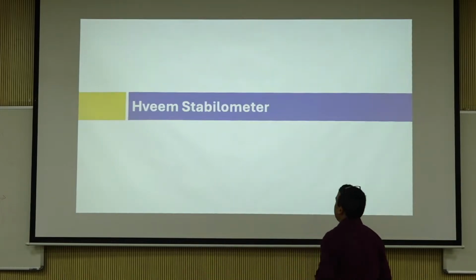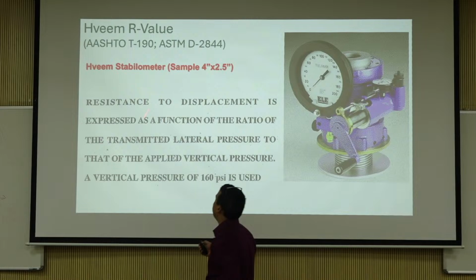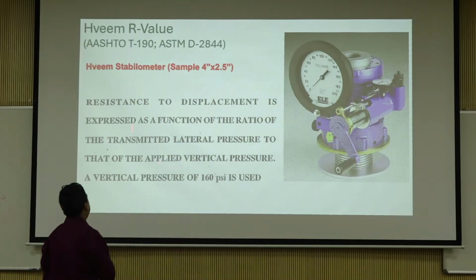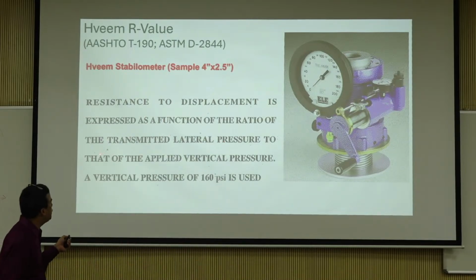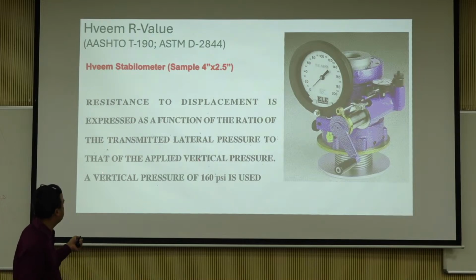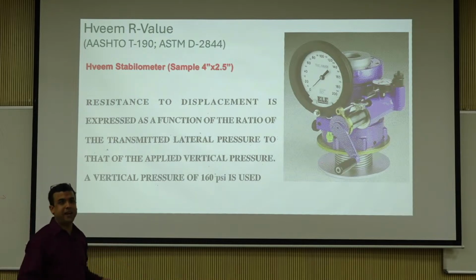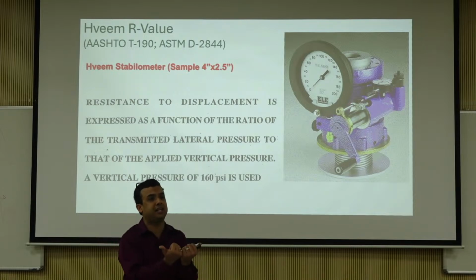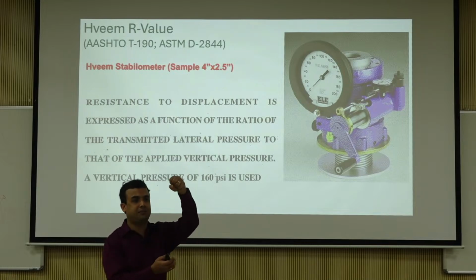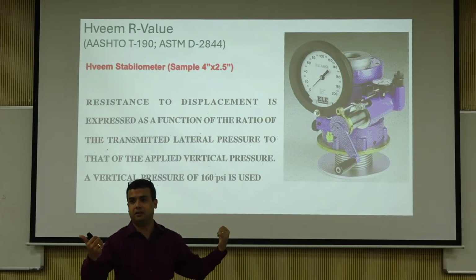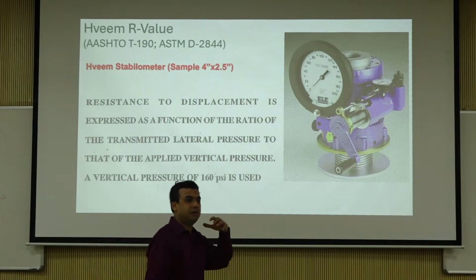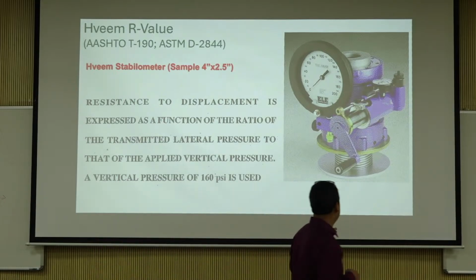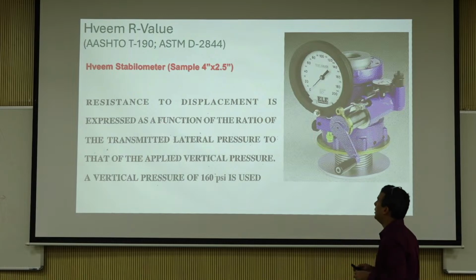So what the Hveem stabilometer does is measure the resistance to displacement, expressed as a function of the ratio of the transmitted lateral pressure to the applied vertical pressure. When you apply a certain amount of vertical pressure, how much lateral pressure is being transmitted? When you have a balloon and squeeze it in one direction, it expands in the other direction. That is called Poisson's effect. So the stabilometer is based on Poisson's effect.